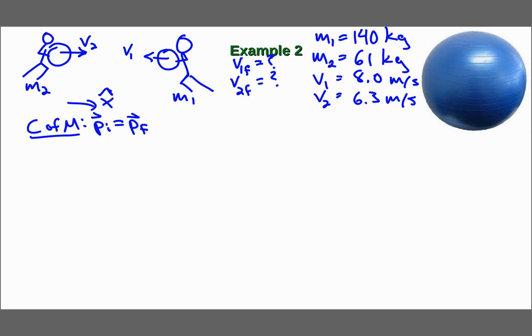We have a one-dimensional problem here, which is going to be really convenient. And then we have an elastic collision, which tells us that Ki equals Kf, right? That's what the Swiss ball is for, to make it an elastic collision.